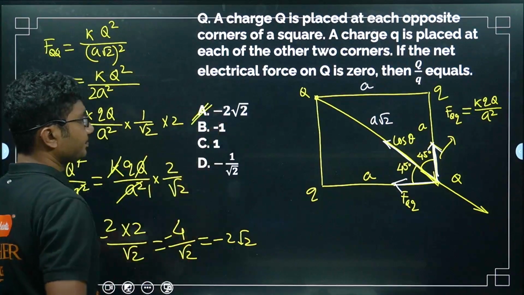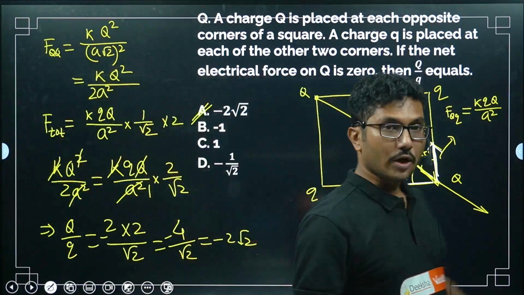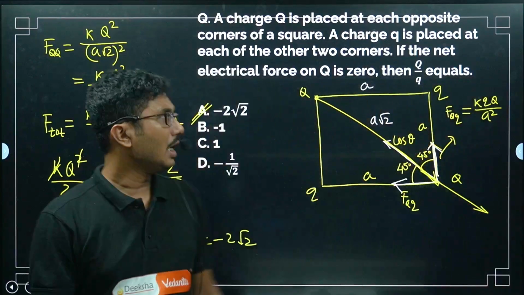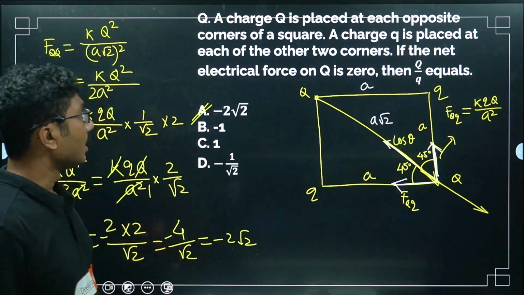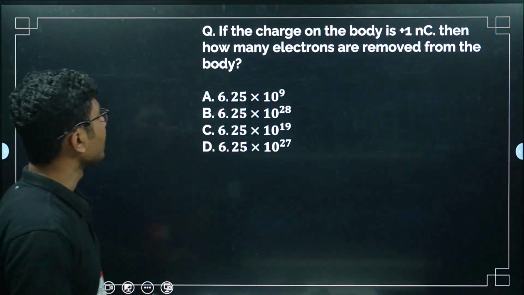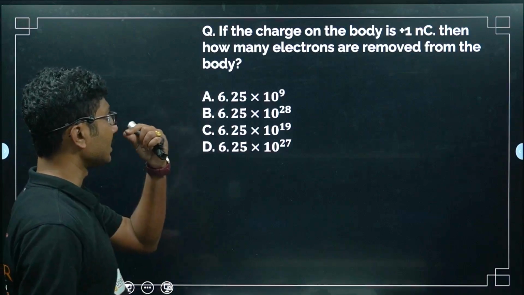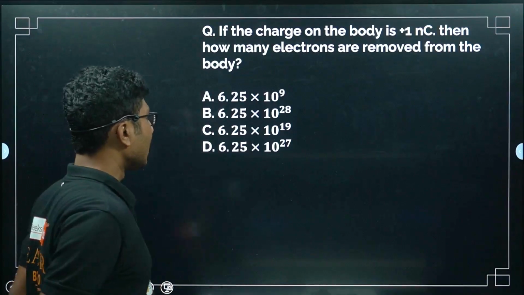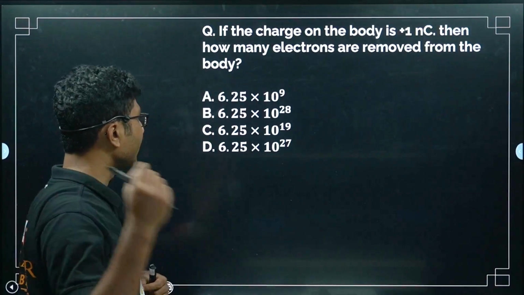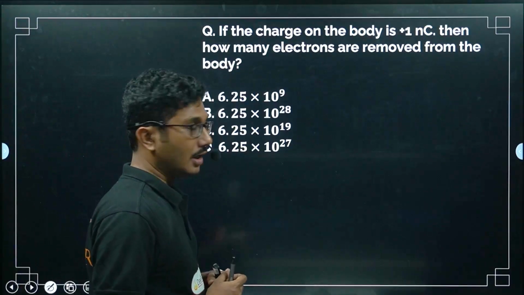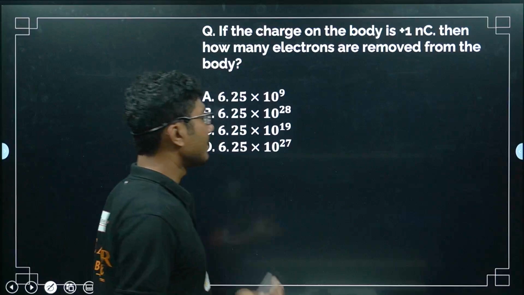Whatever doubts you have regarding this problem, you can mention them in the comments below, we can discuss. Now, if the charge on a body is plus 1 nanocoulomb, then how many electrons are removed from the body? This is a very common problem. This is given in your book as well. You should be able to solve this at a glance, but let me solve it.